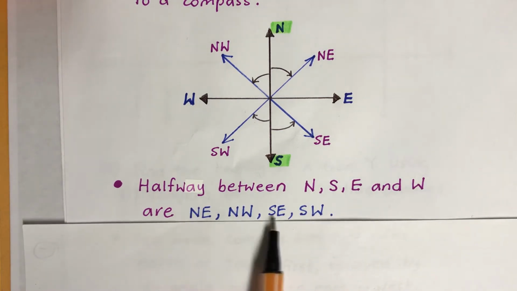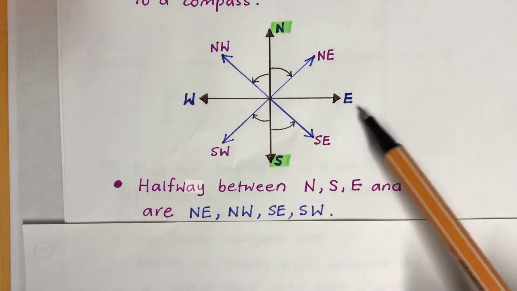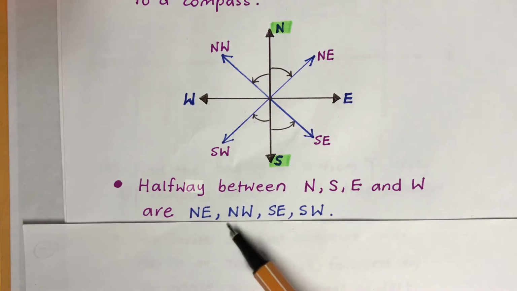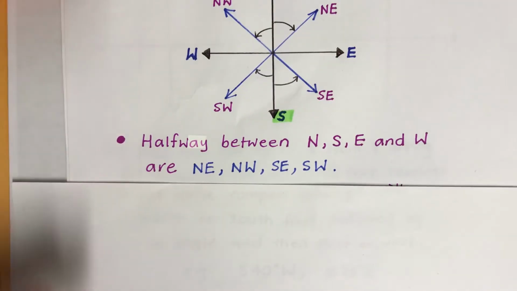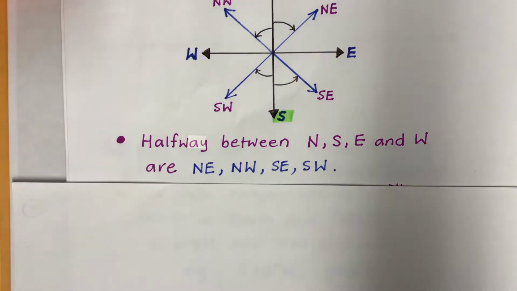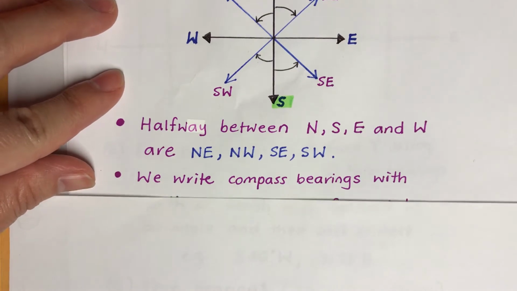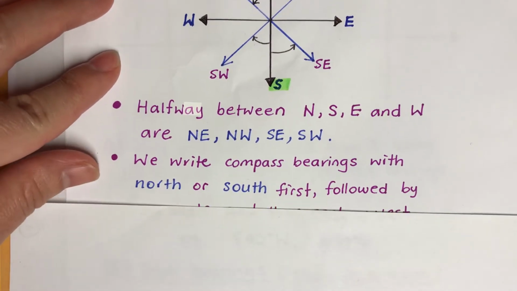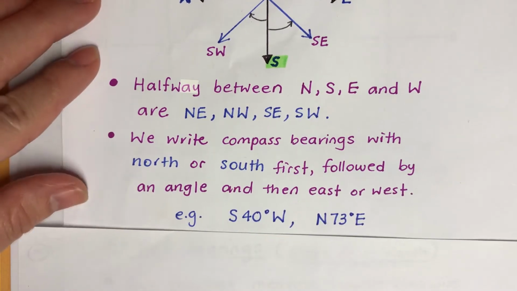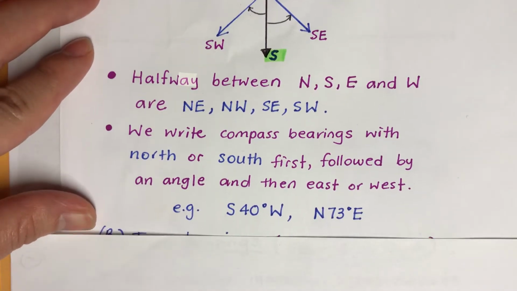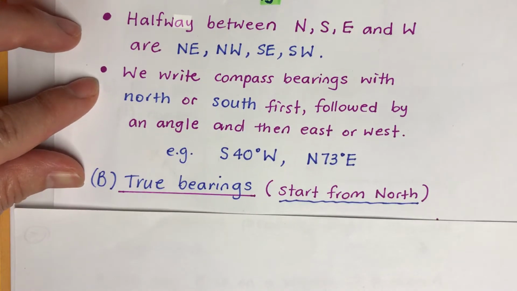It starts with north or south. It doesn't start with east or west, but it finishes with east or west. So remember that. That's what I mean by compass bearings in between. When we write a compass bearing, it's with north or south first. I already told you about that one, and it looks something like this. Now true bearings always start from north.